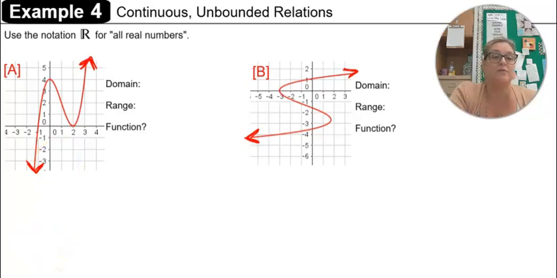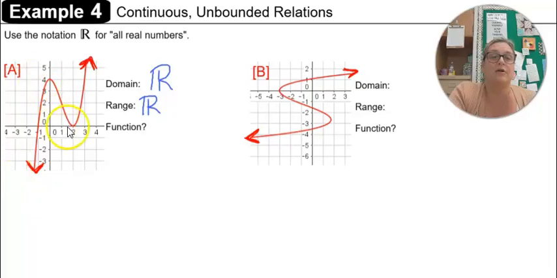So the domain is all real numbers. X can be anything at all. And the symbol for all real numbers is a capital R with a double line in front of it. Okay, the range is also unbounded. There's nothing to prevent us from going all the way from bottom to top on this graph. So the range is the set of all real numbers.